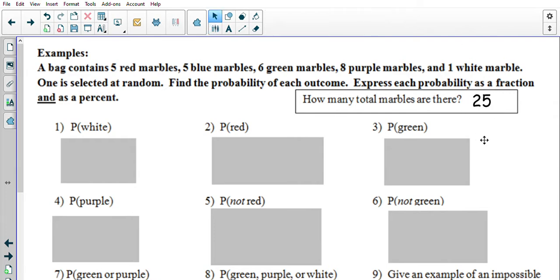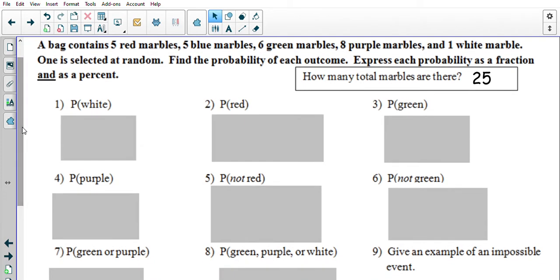All right, hopefully you determined that there are 25 marbles. So number 1, when it says find the probability of white, it means what's the probability we select a white marble? Well, there is 1 white marble out of the 25 total, and that is 4%. And you might wonder, how did you get 4%? There's 2 ways. Do 1 divided by 25 in your calculator. That will get you 0.04, which is 4%.